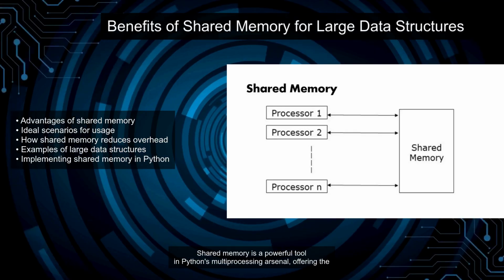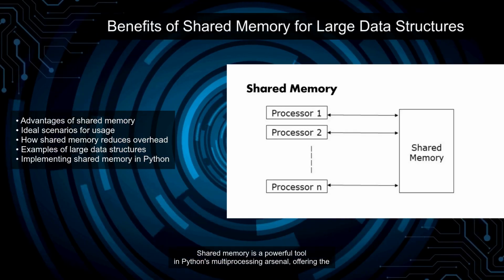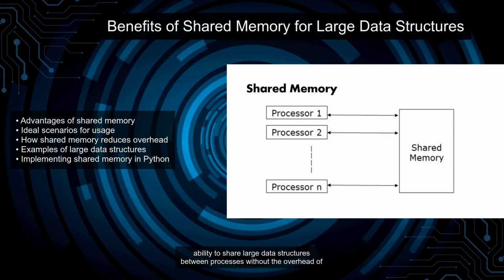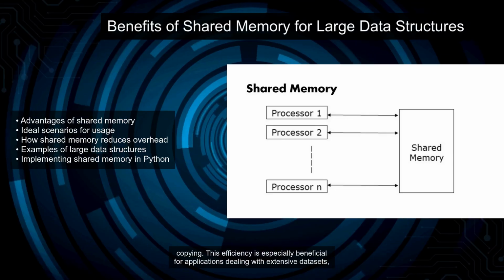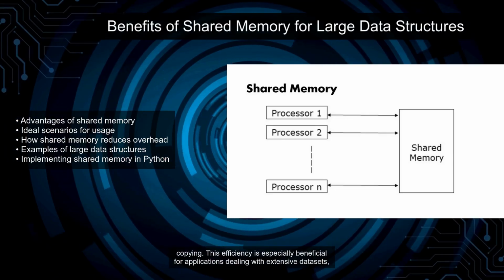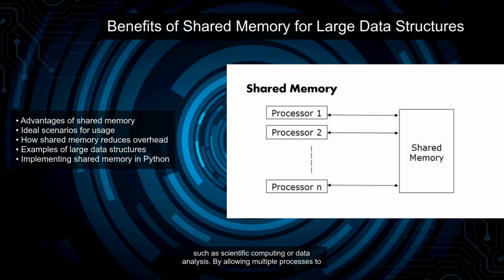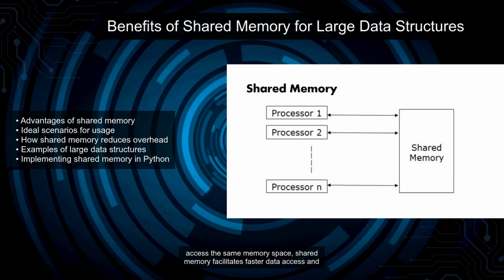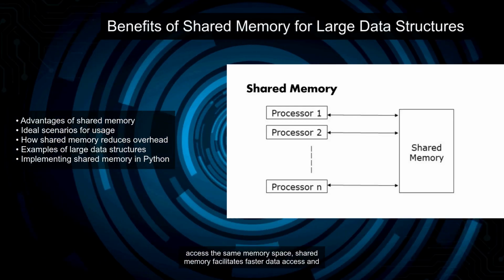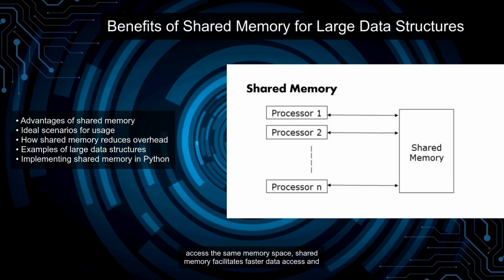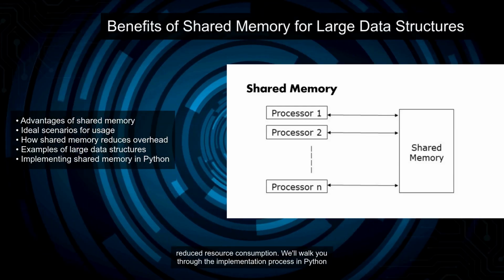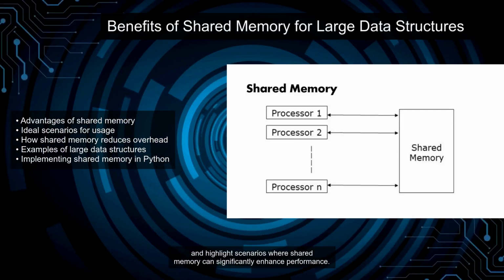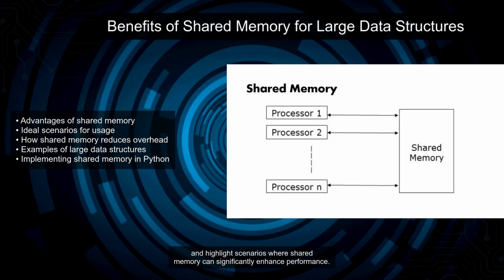Shared memory is a powerful tool in Python's multiprocessing arsenal, offering the ability to share large data structures between processes without the overhead of copying. This efficiency is especially beneficial for applications dealing with extensive datasets, such as scientific computing or data analysis. By allowing multiple processes to access the same memory space, shared memory facilitates faster data access and reduced resource consumption. We'll walk you through the implementation process in Python and highlight scenarios where shared memory can significantly enhance performance.